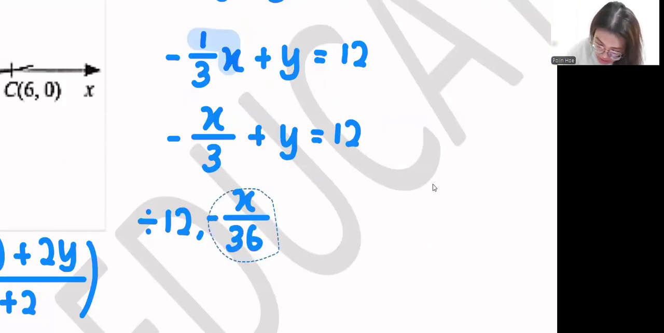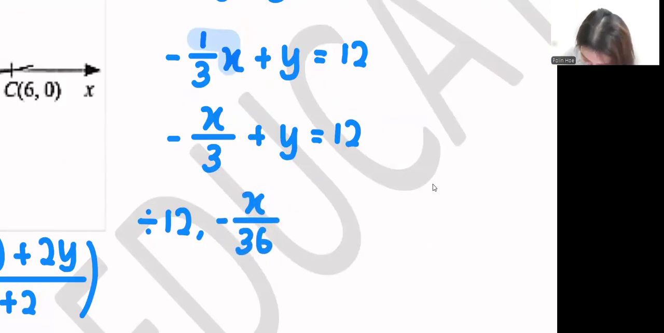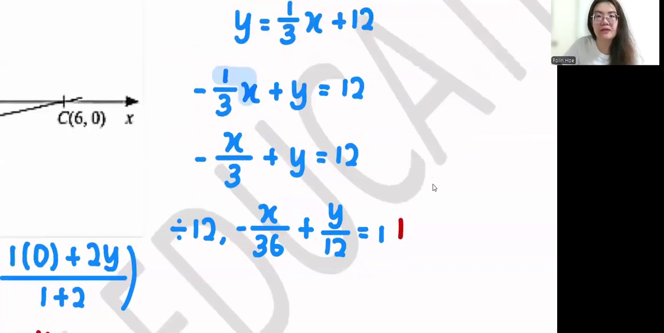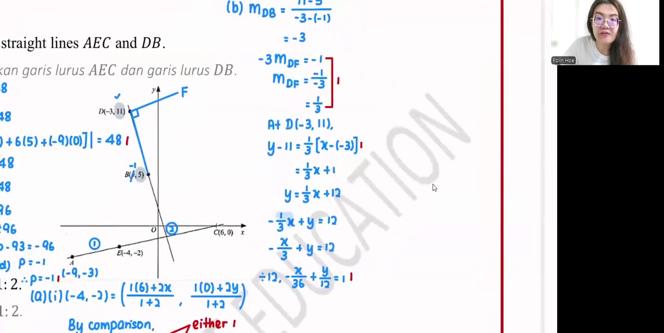Negative x over 36 plus y over 12 equals to, this is 1. You very happy, you stop here, bye-bye.